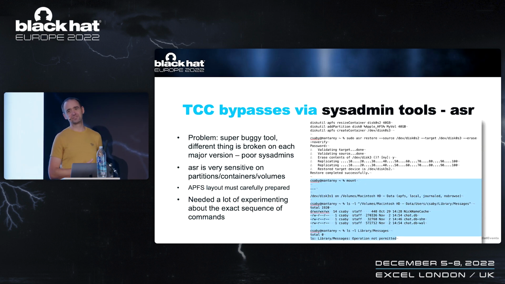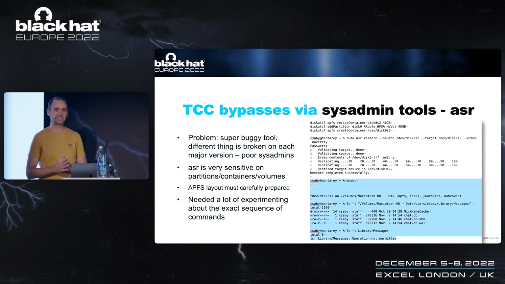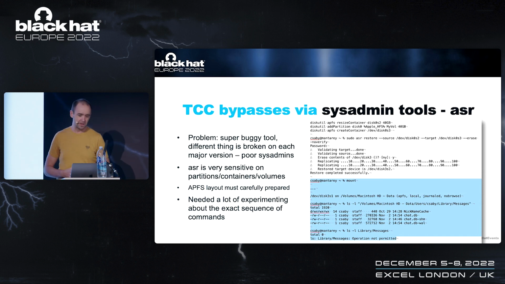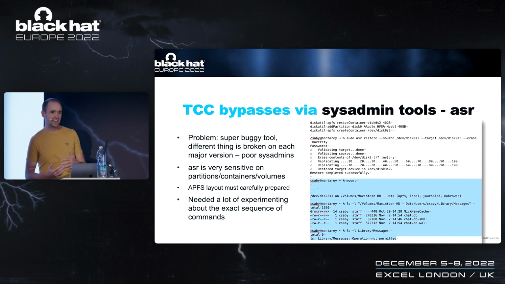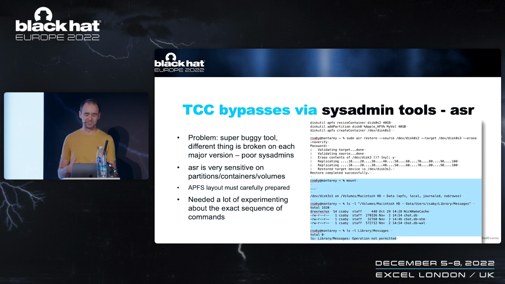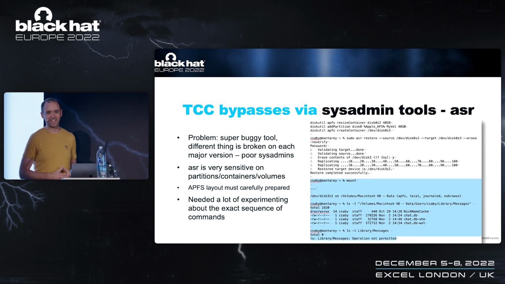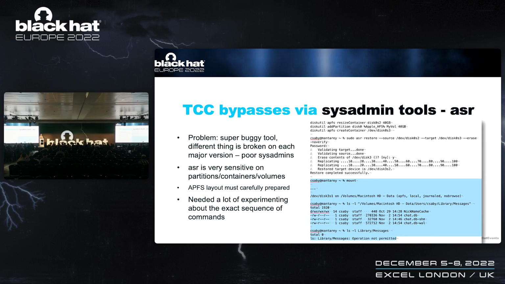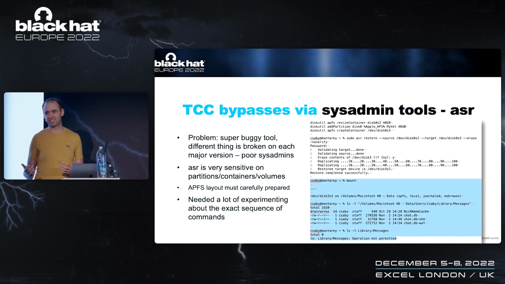Turns out that ASR is a super buggy tool. I really feel sorry for all the Mac admins who have to use it. It's basically broken on every single version in a different way. I actually had to search for how to use it, and I found a very good blog post from one of the Mac admins which says, okay, these are the steps to use ASR on Catalina, because ASR is very sensitive to the APFS disk layout. The problem was that I was already on Monterey and not on Catalina, so the steps he described didn't work anymore, so I had to find my own way through.